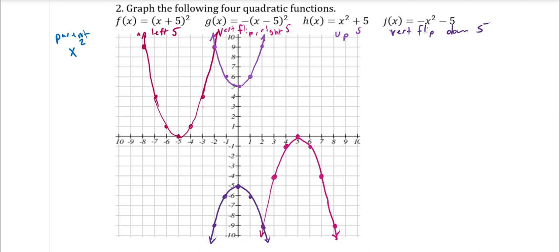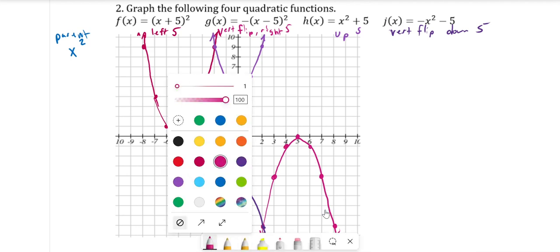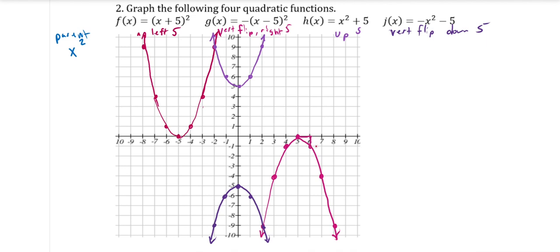Now, instead of going over 1, up 1, I've had to go over 1, down 1, over 1, down 3, over 1, down 5, because we have, of course, flipped it because of this negative sign. Here, we're doing a simple vertical translation by 5 units, so we just take the whole graph and shift it up.